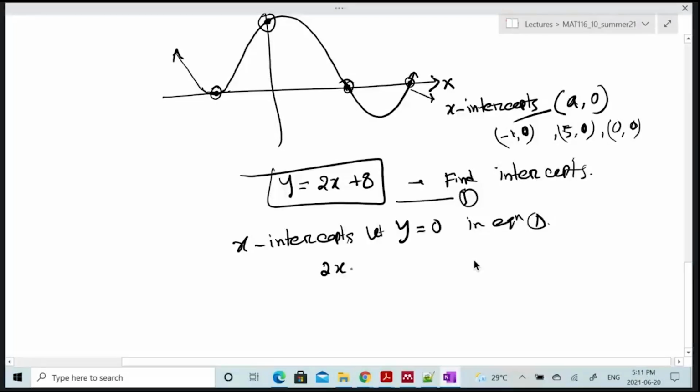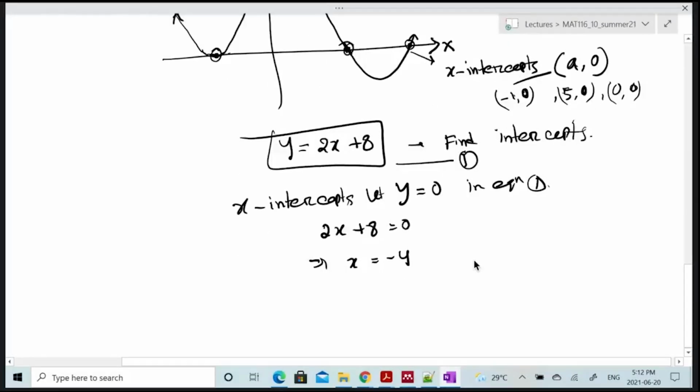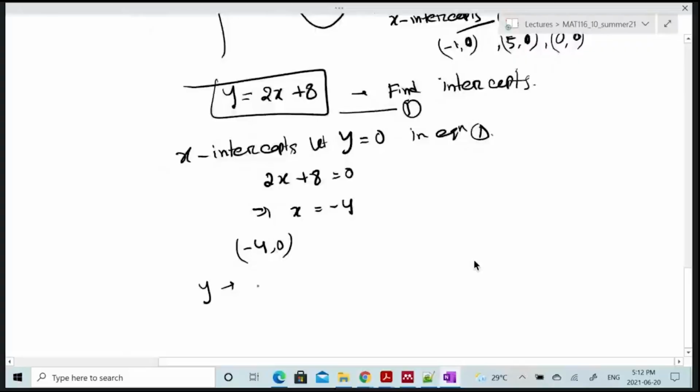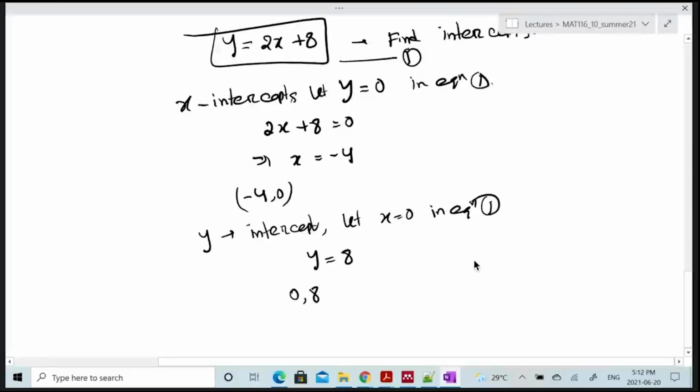So we put y equal to 0. So 2x plus 8 equals 0. That gives us x equal to minus 4. So the x intercept is basically minus 4, 0. Then tell me, to find the y intercept, what do we have to do? We have to put the value of x as 0. Very good. And the value of y will be 8. Exactly. So y equals 8, and 0, 8 is the y intercept.